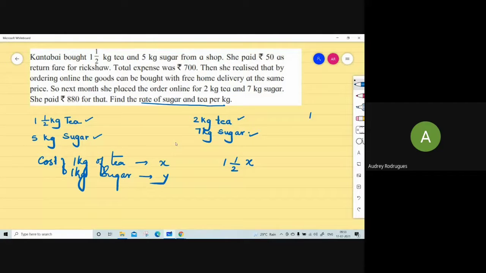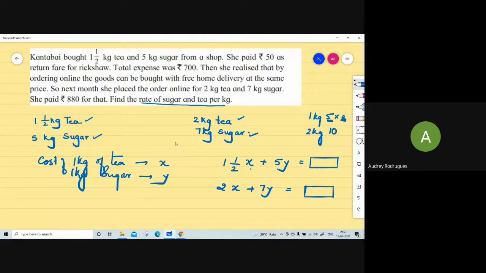See, if 1 kg is 5 rupees, 2 kg will be 10 rupees. How do you get it? You multiply the amount by the weight of how much you want. So 1.5X plus 5Y is equal to some amount. The second will be 2X plus 7Y is equal to some amount.